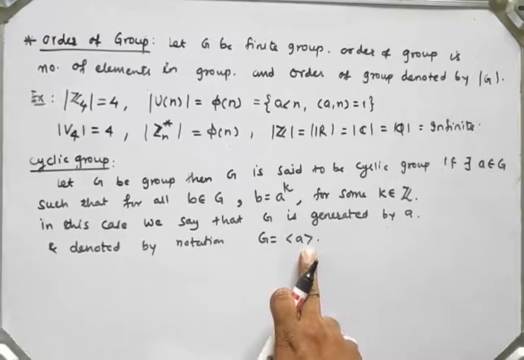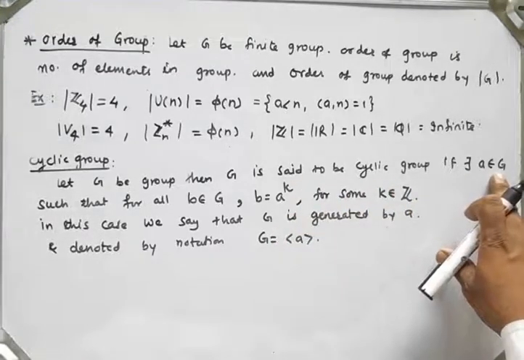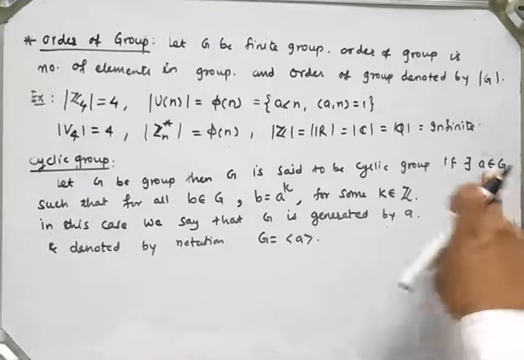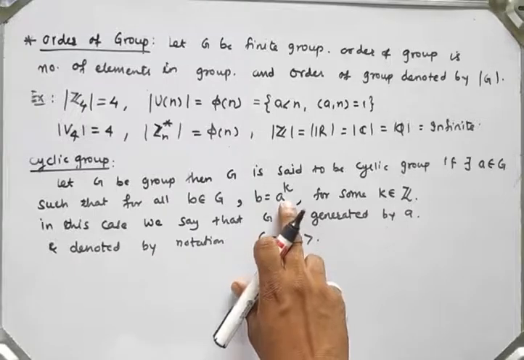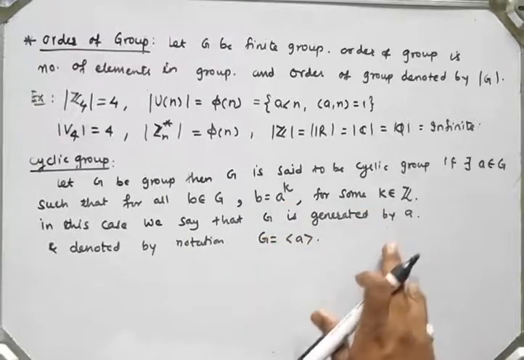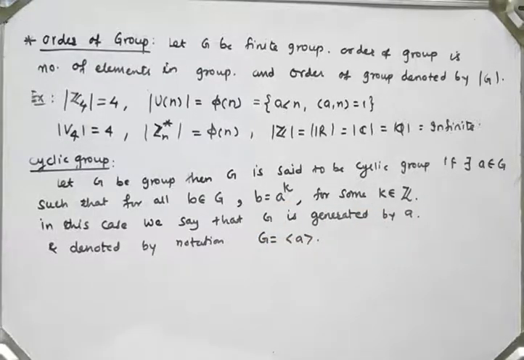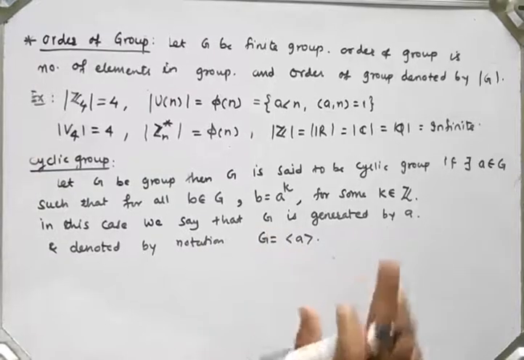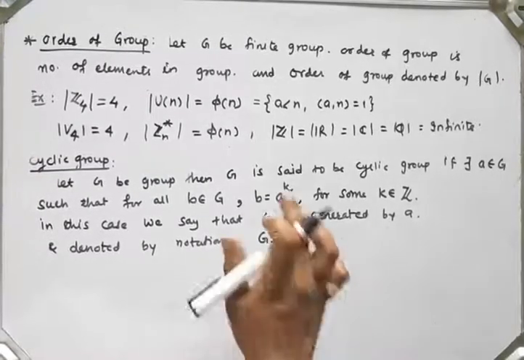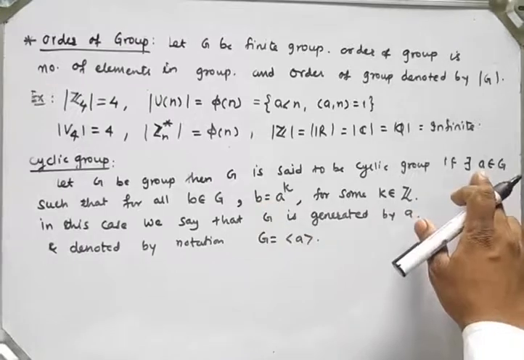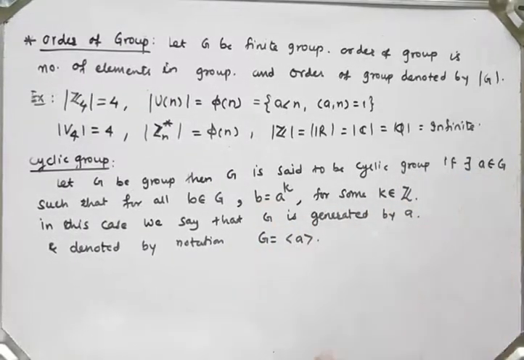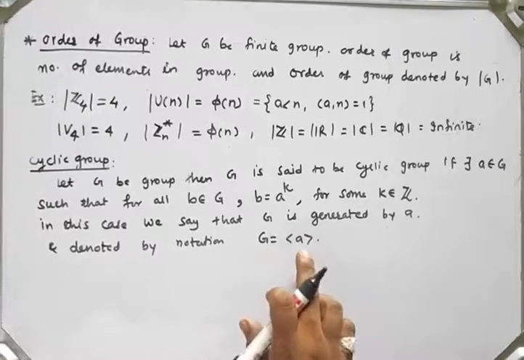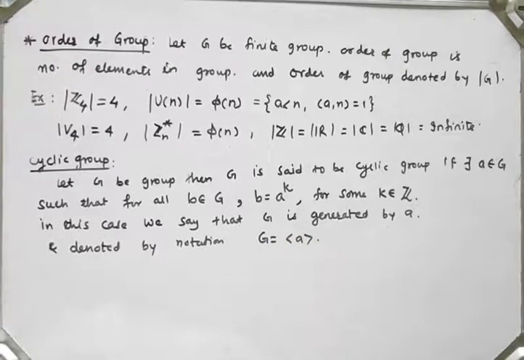So we say that G is cyclic if there exists an element in set G such that every element b belonging to G is of the form b is equal to a raised to k, for some k belonging to the set of integers. In this case, we say that G is generated by the element a. It means a generates all the elements of group G, then a is called a generator and G is equal to generator a, which is a cyclic group.